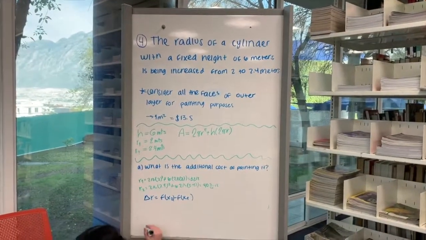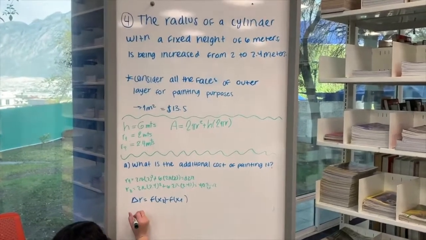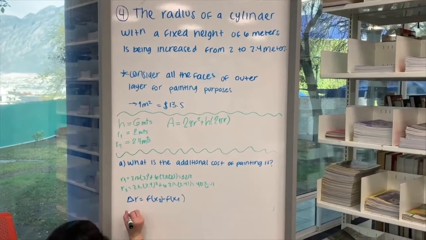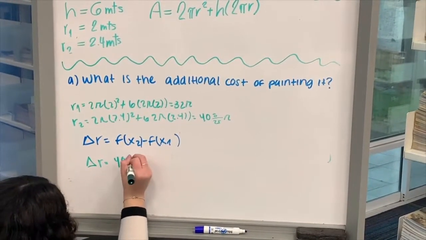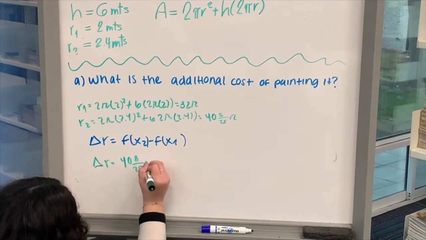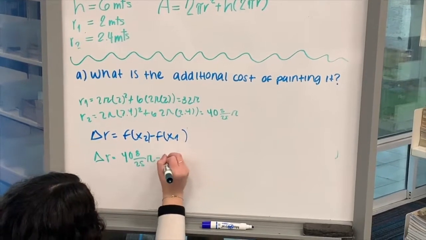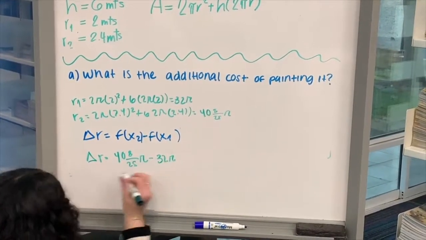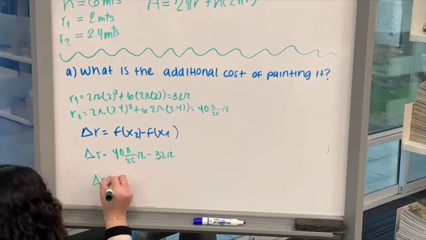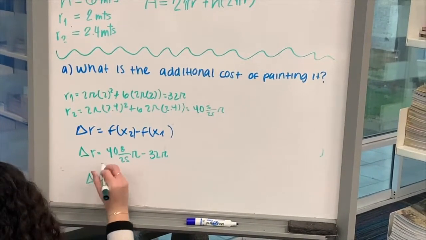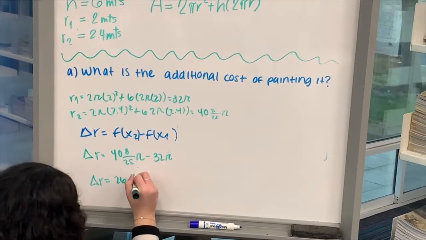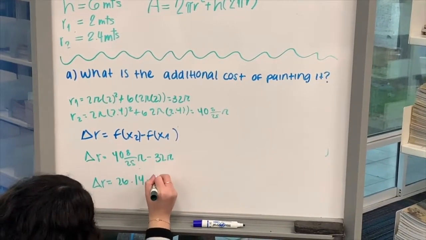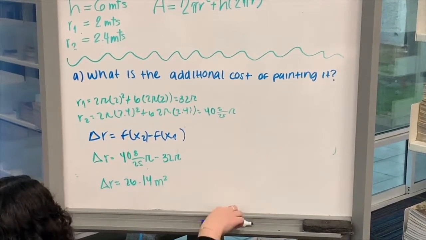The next thing we have to do is plug in the values to the formula of increment, which is f(x2) minus f(x1). Since we already did that, we just plug in the values of the answer that was given previously. So 48 over 25 pi minus 32 pi, and the increment of this will give you 26.14 meters squared.